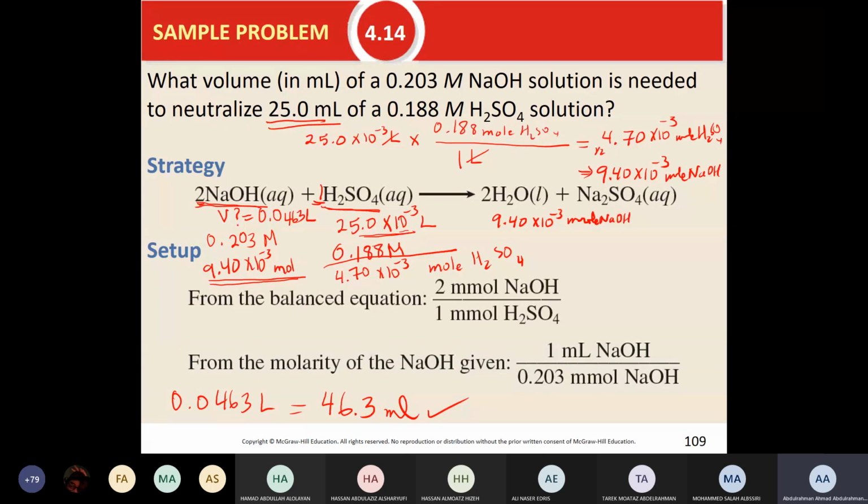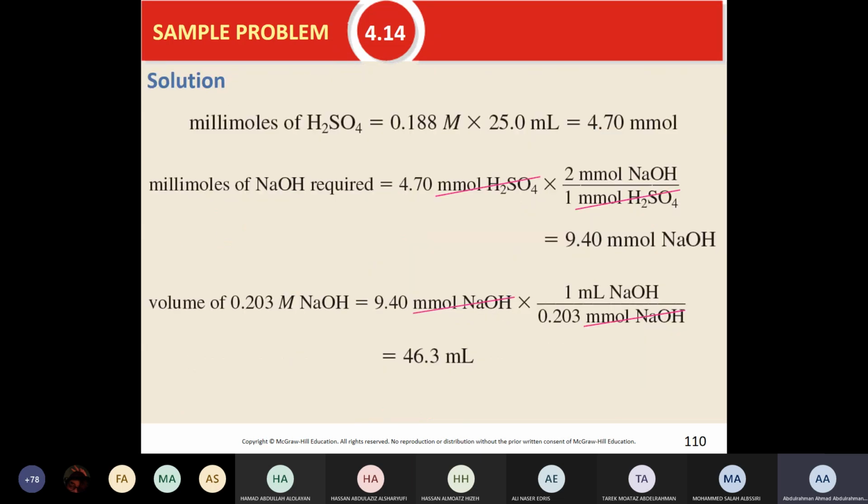Should I divide or multiply by molarity? Actually, I should multiply by 1 over molarity. Why? Because it will be 0.203 moles per liter. This means I multiply by 1 over, or divide by, molarity. The moles will go with moles, and you have the answer in liter. It is 0.0463 liter, or I want to change it to milliliter. I just say 46.3 milliliter. I hope this is clear.